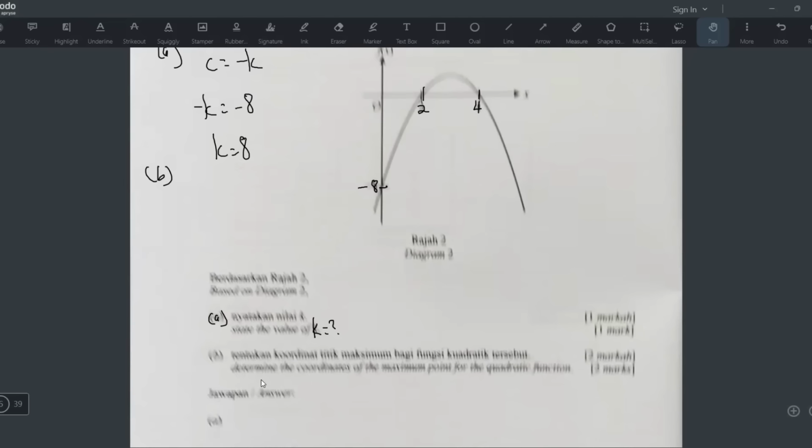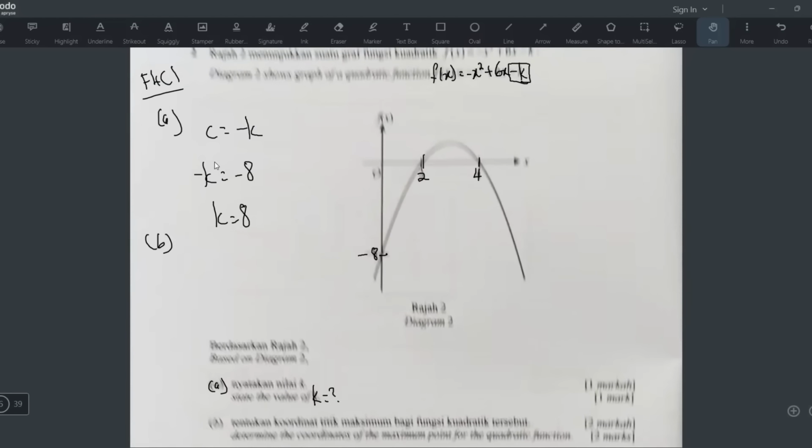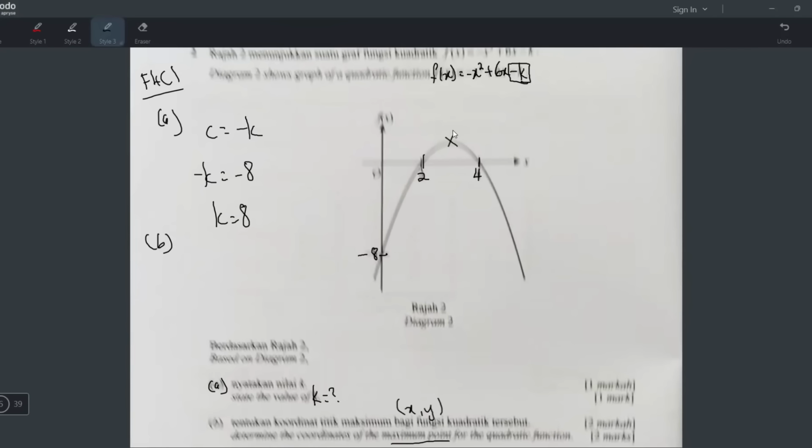Okay, next one, B. Determine the coordinates of the maximum point for the quadratic function. So they are asking you to find the maximum point. Okay, to find the maximum point, first you need to get the x coordinate and the y coordinate. Yeah, the x coordinate of the turning point and the y coordinate, right? And it's talking about this point, right? So how do you find the x coordinate and how do you find the y coordinate?